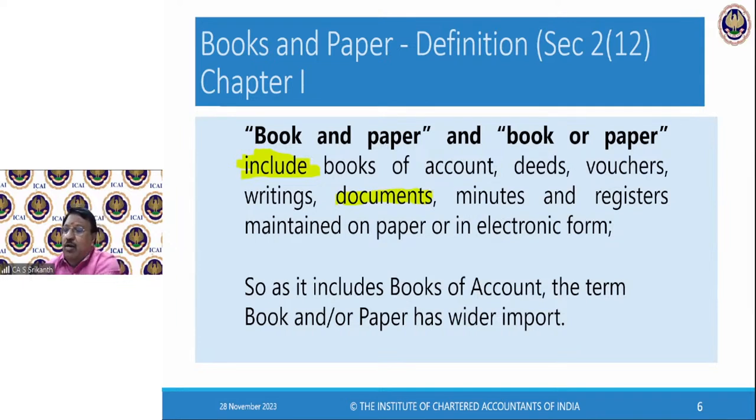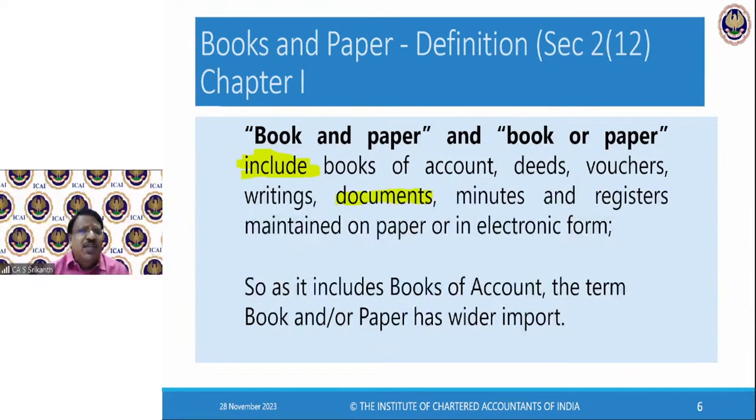So if there was a $1 million question you were waiting to ask, or it was in your mind, 100% books of account maintained in electronic form are valid. Book and paper has a wider import. Book and paper includes books of account. Though the words used are book and paper, and books of account, you can also maintain these books and papers in electronic form.